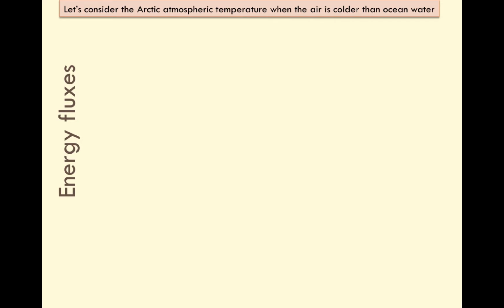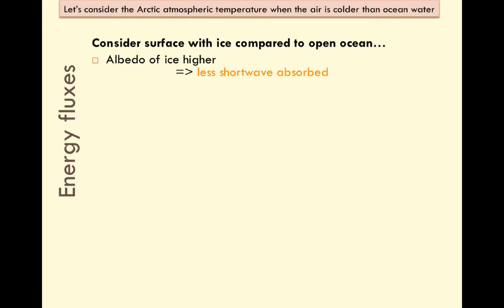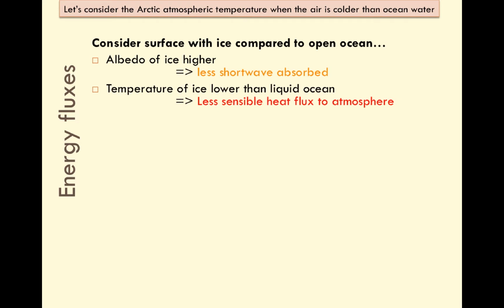Summarizing the effects of ice in the Arctic. Consider the surface with ice compared to open ocean. The albedo of ice is higher, so there's going to be less shortwave or solar energy absorbed with more ice. The temperature of ice is lower than the liquid ocean, so there's less sensible heat flux to the atmosphere.